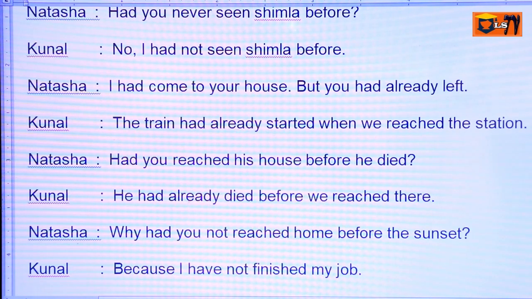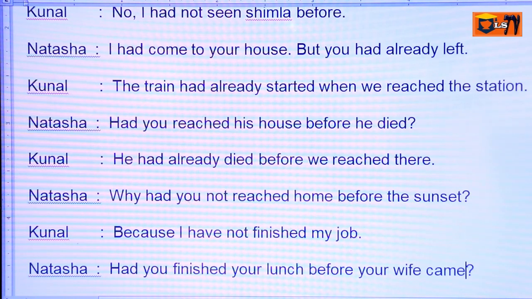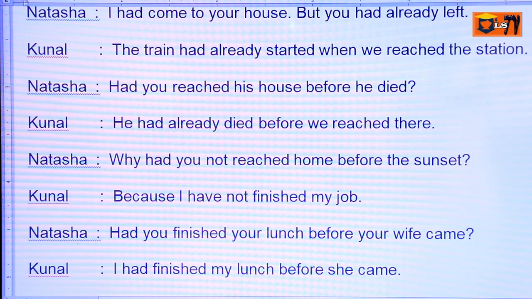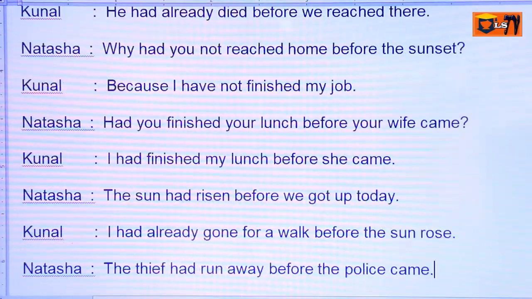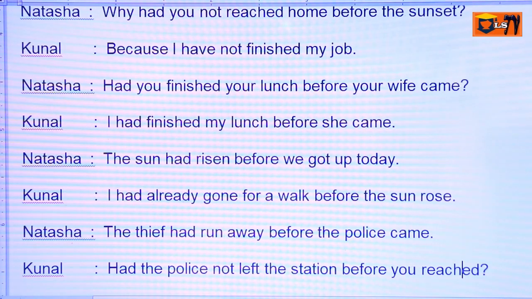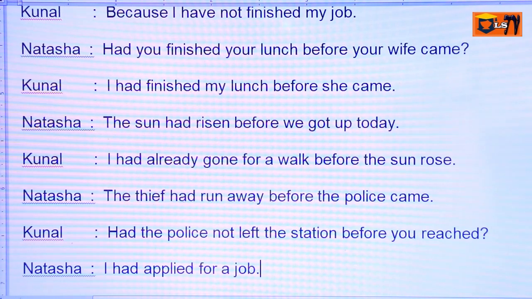Why had you not reached home before the sunset? Because I had not finished my job. Had you finished your lunch before your wife came? I had finished my lunch before she came. The sun had risen before we got up today. I had already gone for a walk before the sun rose. The thief had run away before the police came. Had the police not left the station before you reached?